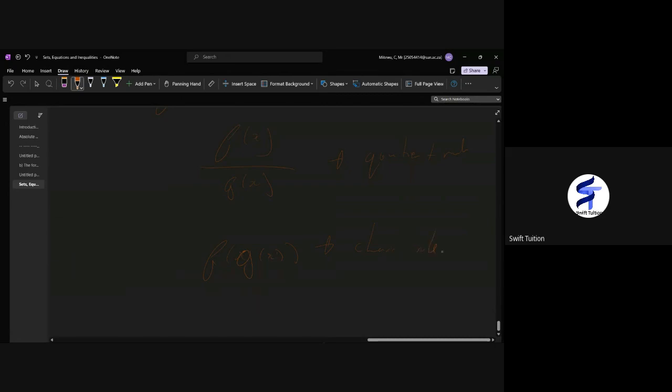Formally speaking, the chain rule would look like this, right? Remember, we differentiate the outside function whilst leaving what was inside it the same. And then we're going to multiply by the derivative of the inside function. This is how you'd write the chain rule formally.